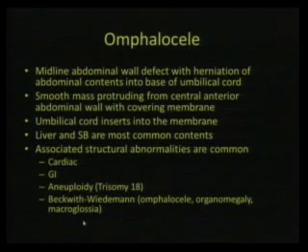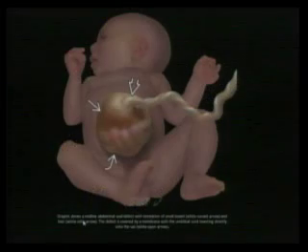Associated structural abnormalities are common: cardiac, other GI abnormalities, aneuploidy, most commonly trisomy 18, and Beckwith-Wiedemann, which is omphalocele, organomegaly, and macroglossia. All of these have associations with omphalocele. So again, the umbilical cord inserts on the membrane, with herniated contents outside of the abdominal wall, after 12 weeks.